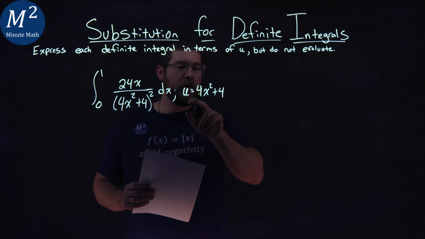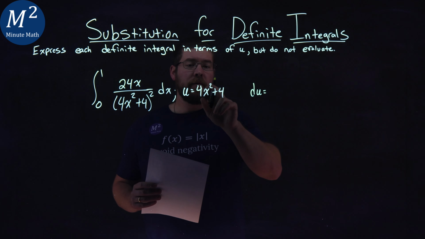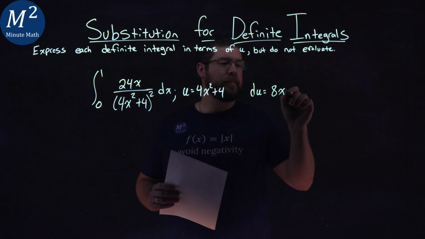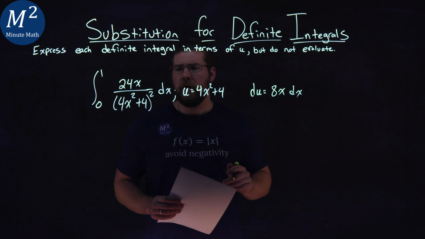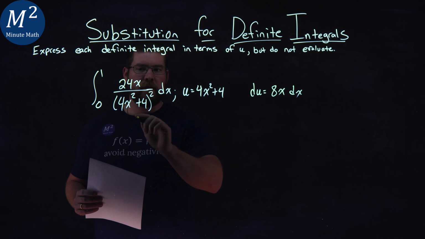Well, we have a u value right here, so let's go find my du value. Well, the derivative there: 2 comes down times 4 is 8, so we have an 8x, don't worry about the 4, dx. Well, we have our du value, let's see how it applies with our integral right off the bat.